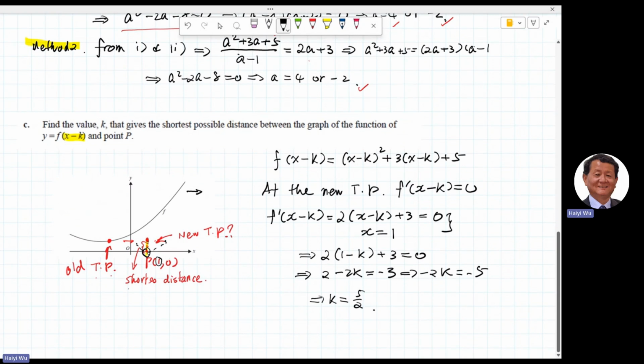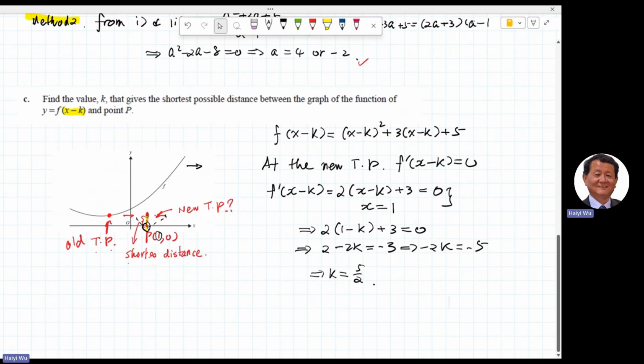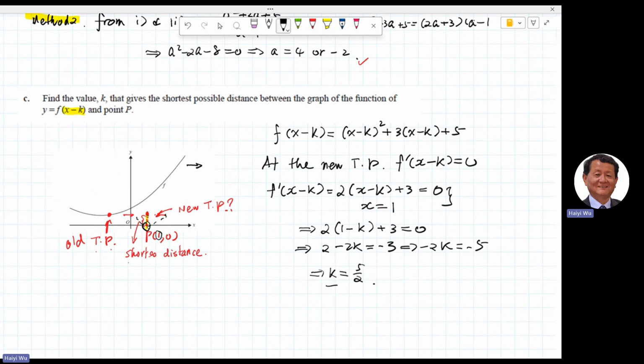So therefore, we need to shift the old TP to the new TP towards the right by 5 over 2 units. So that solves the k. It's quite an interesting question. It means you need to move the old turning point to the new position directly above P. That's the shortest distance. Then you can use gradient equal to 0 to find the k.